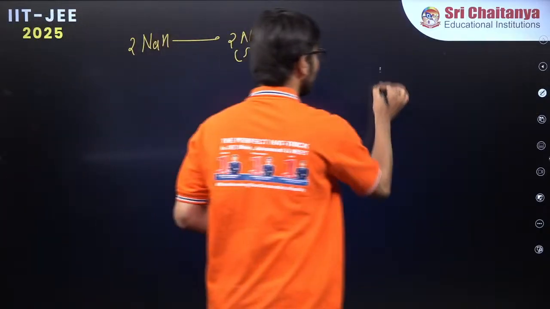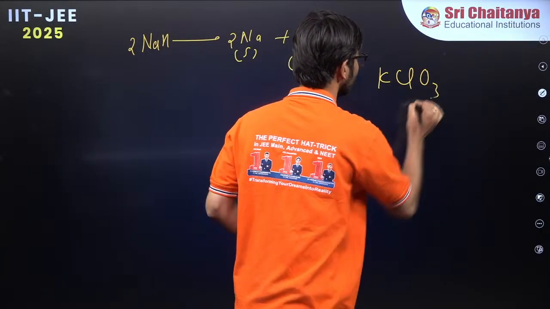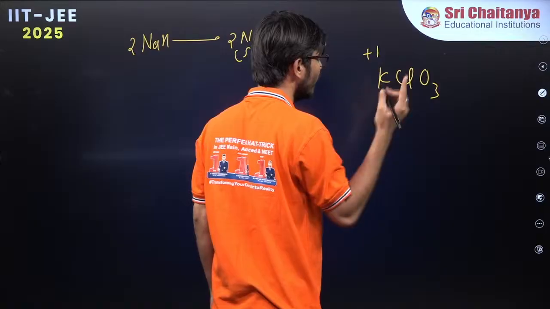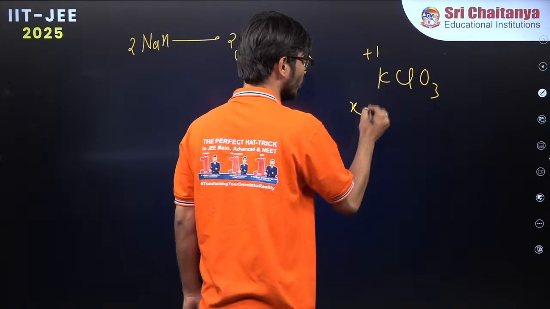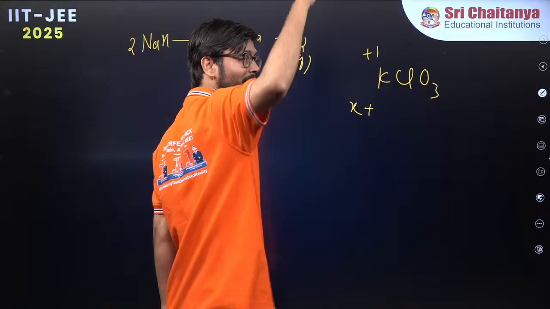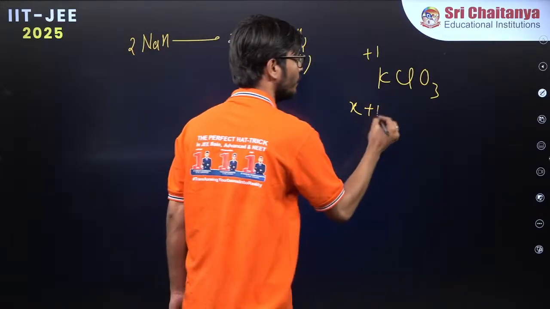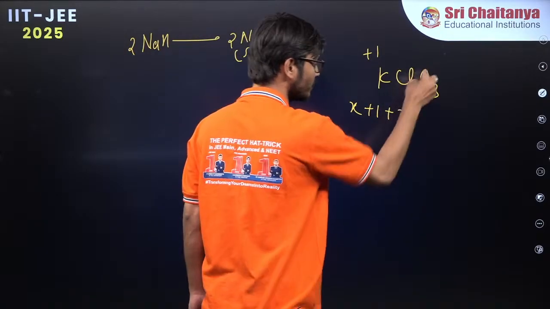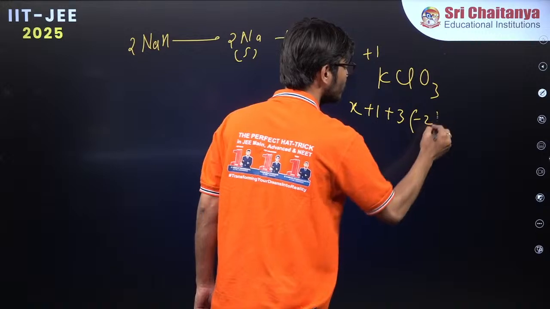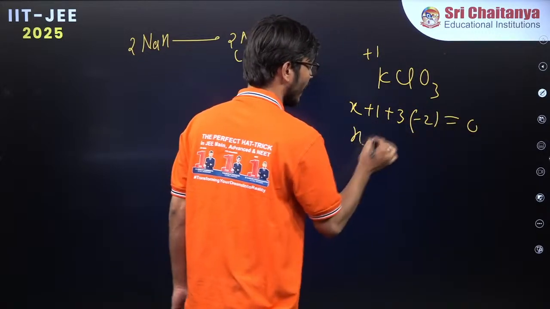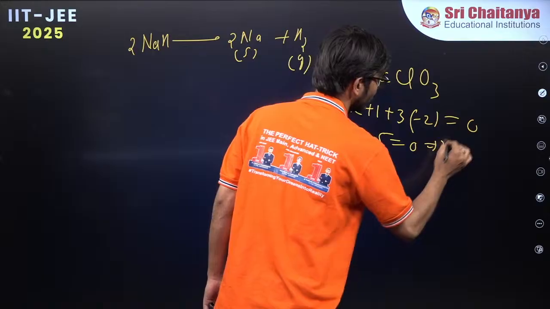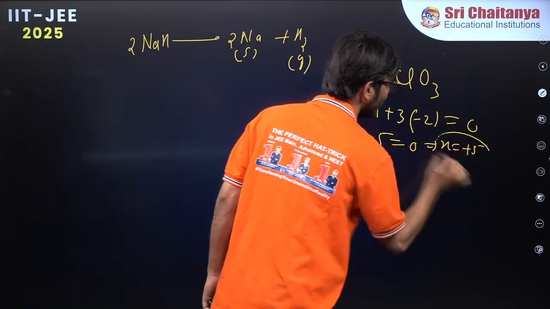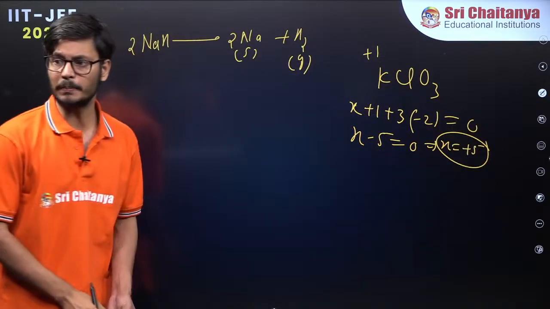Look at KClO3. Potassium +1. Write the charges. X is the chlorine. Potassium, alkali metal, +1, plus three oxygens, each with charge -2, is equal to 0. So X minus 5 is equal to 0. So X is equal to +5. Oxidation number +5.